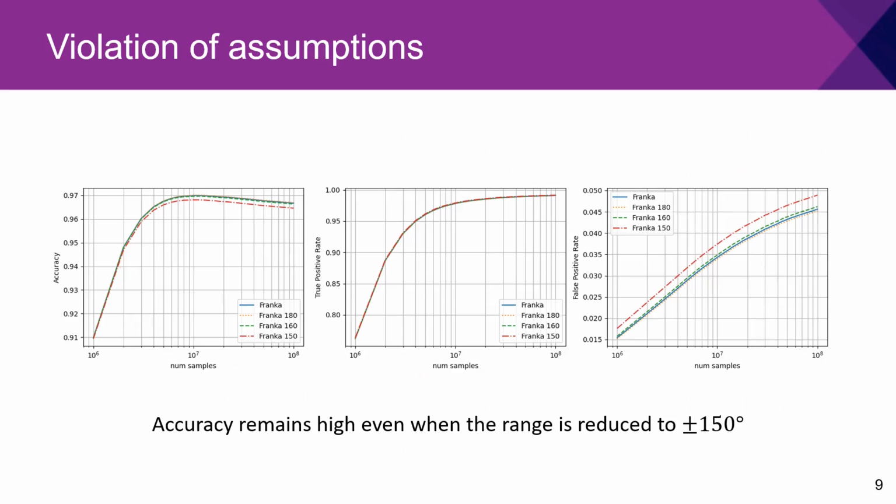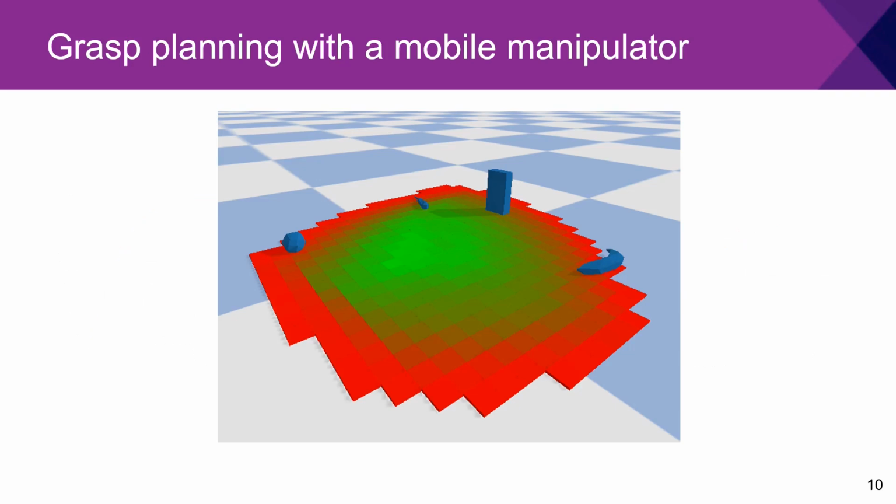Investigating this further, we artificially changed the joint range to make the Franka violate our assumptions more gradually. We can see that the accuracy remains high even when the joint range is reduced to plus minus 150 degrees. RM4D can be applied, for example, to grasp planning scenarios for a mobile manipulator. Given these 4 objects, RM4D suggests a suitable base position from which all of the objects can be grasped.